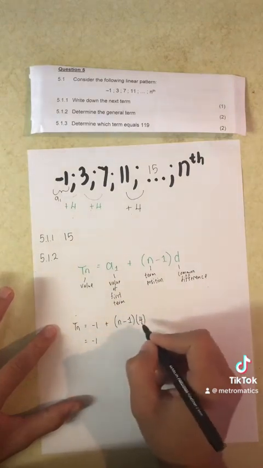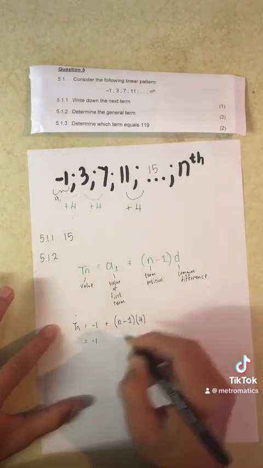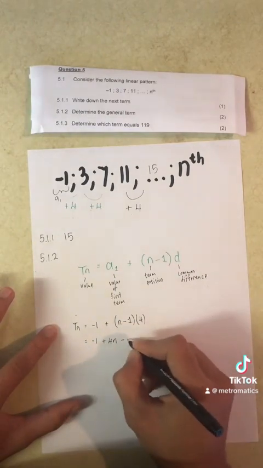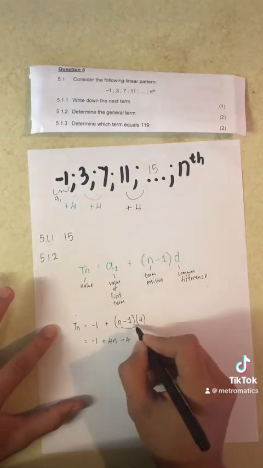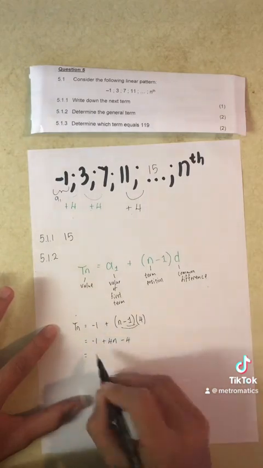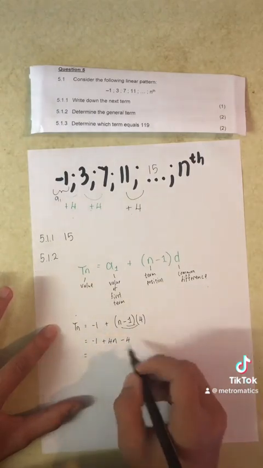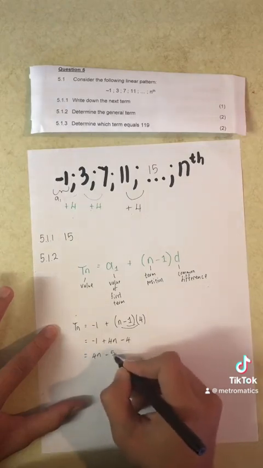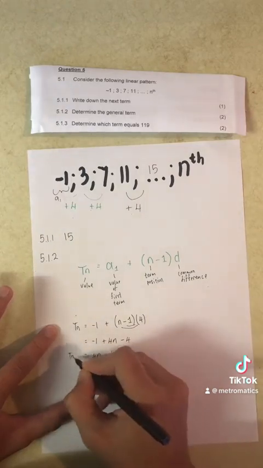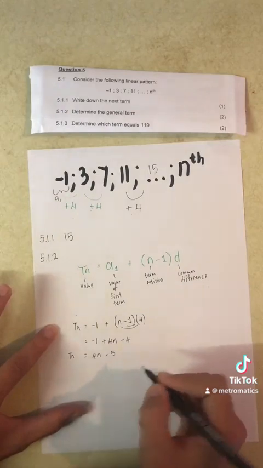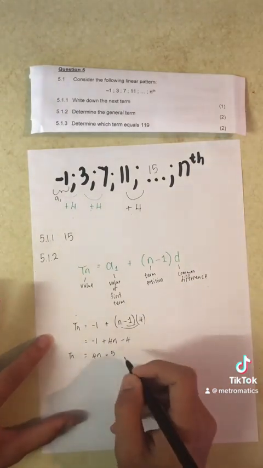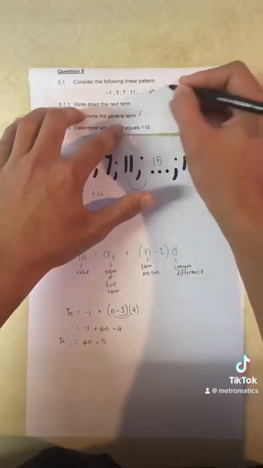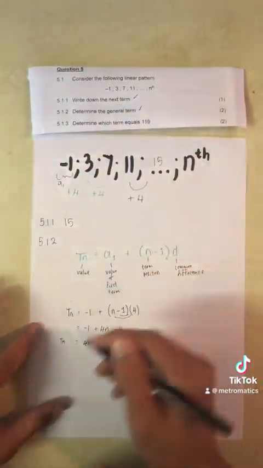So here we're going to use the FOIL method. 4 times n gives us 4n and -4. So -1 minus 4 is -5. So Tn equals 4n minus 5. Okay, we can actually tick that. We have that.